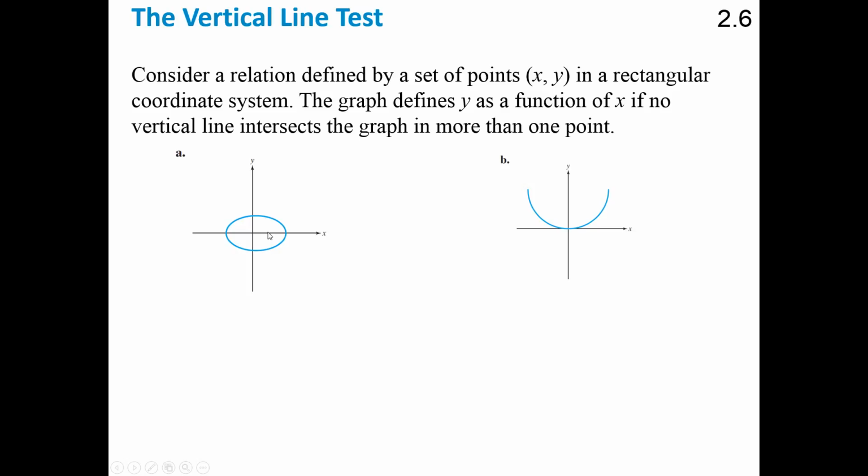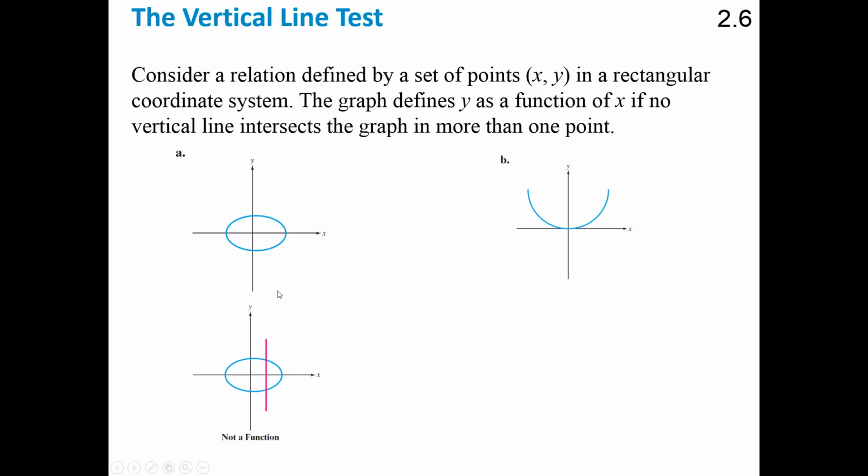So that would mean an element in the domain is associated with 2 elements in the range, and that would be a violation of the definition of a function. So if that happened, then the graph we would be looking at, which this one in particular, would not be the graph of a function.